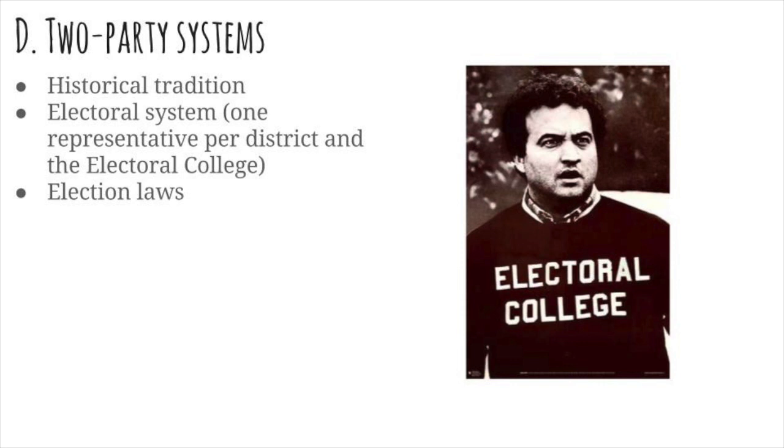Also, we have one representative per district. So in other words, the person who wins the most votes in the district becomes the representative. Other countries might have a system whereby one district might be represented by 3 different people, the top 3 vote getters, and that would lend itself to having more political parties, but that's not the system that we have.